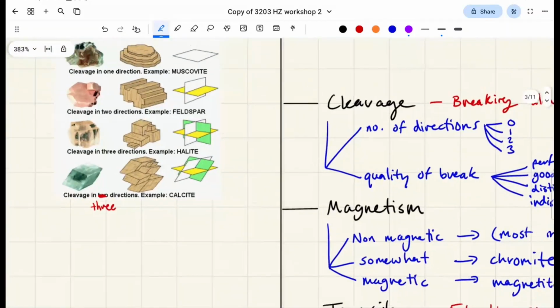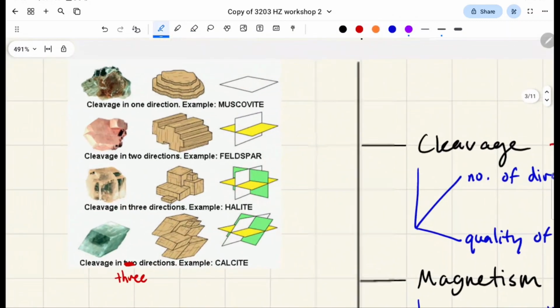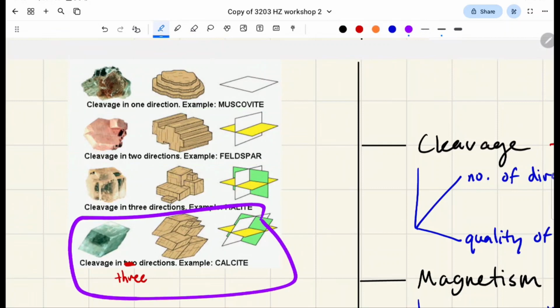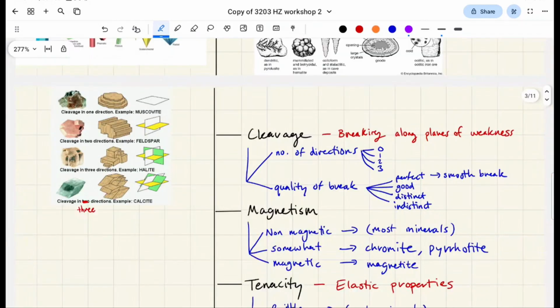So here I've got a few examples. Feldspar you'll see come up a lot. This is a two-directional cleavage, so there's two planes of weakness, and it will predictably break along those lines. Calcite has three, so it'll break into these cubic chunks in a predictable way. In terms of the quality of the break, you might hear perfect or good or indistinct and distinct, but the most important thing is the directions, to be honest. Right.